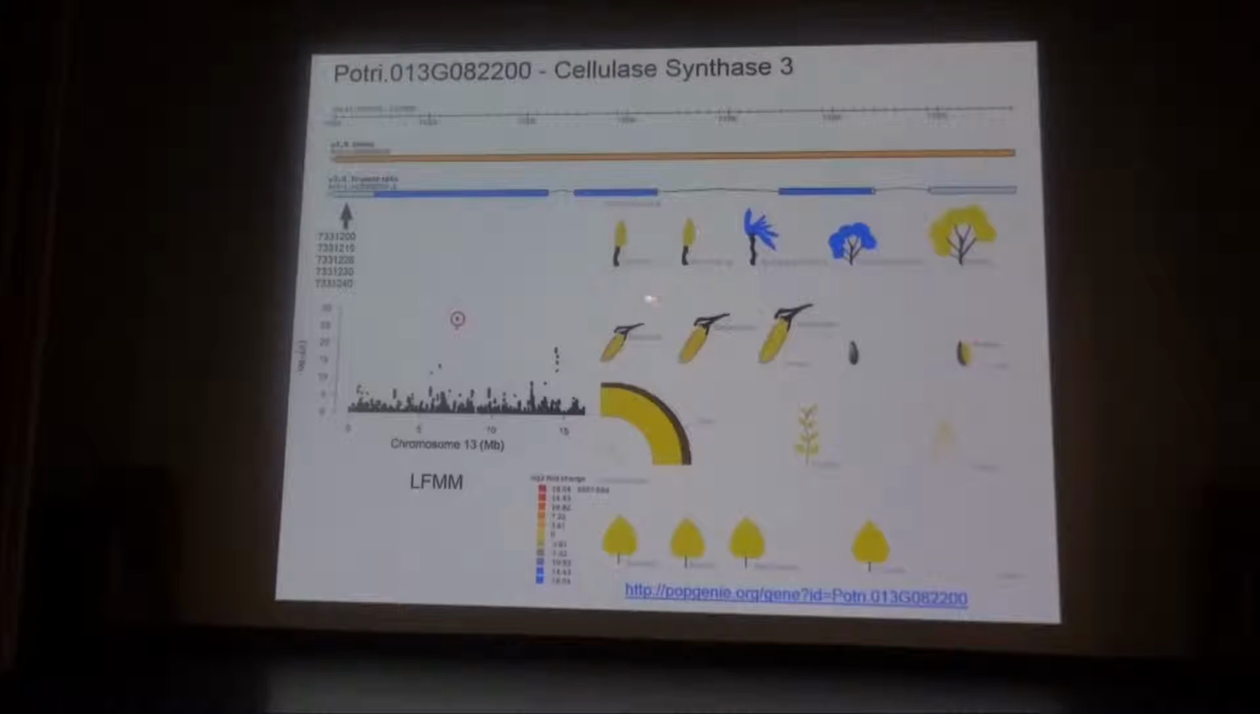Here's the expression data for some Populus. I'm not sure what species it is, but it's for Populus. And it's down-expressed in young expanding leaves, which is kind of interesting. You think it would be more expressed, but it's actually down-expressed. So here's an interesting hypothesis to follow.